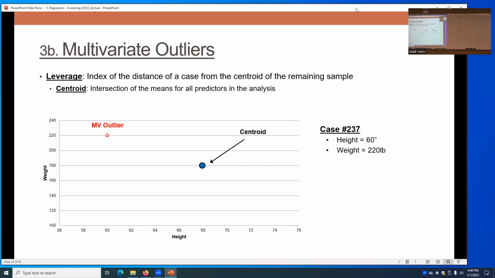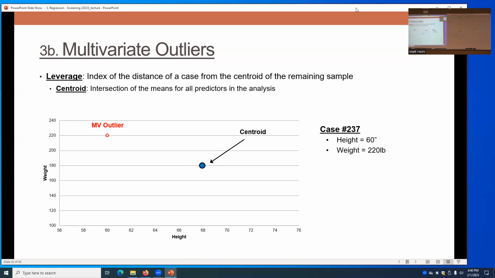So here, just in the two-variable case, we're looking at the relation of weight and height, right? We take the mean of height and the mean of weight in our sample. This is our centroid, right? And here we've got a multivariate outlier because there's quite a bit of distance. We've got someone who is heavier and on the shorter end.